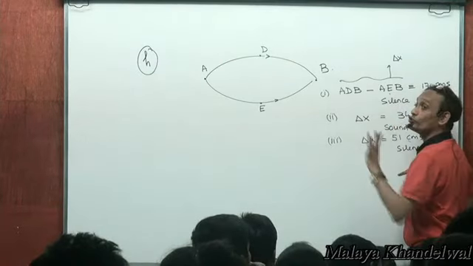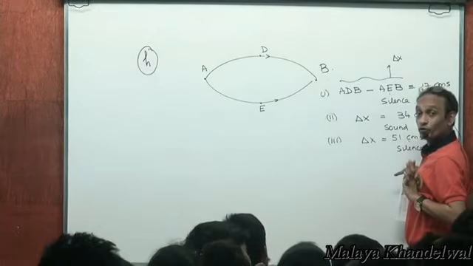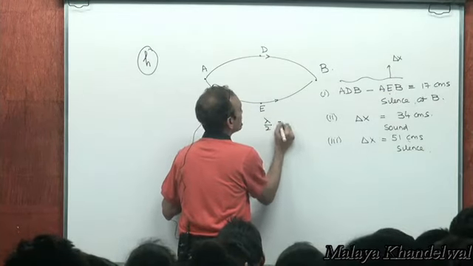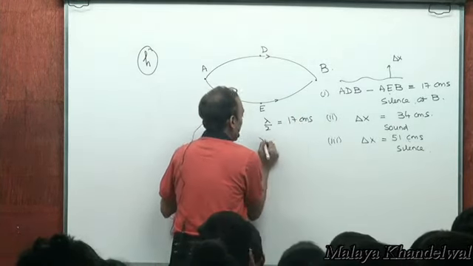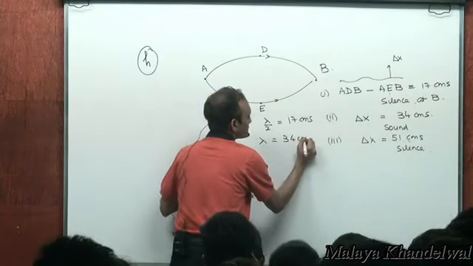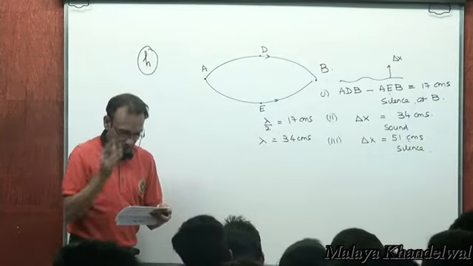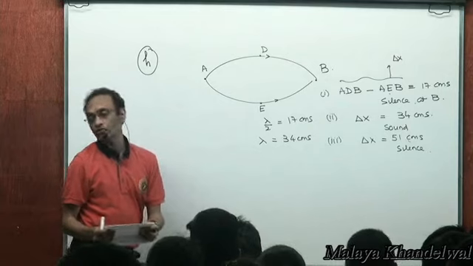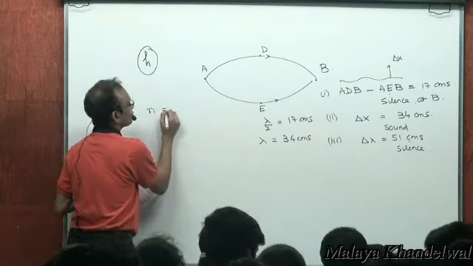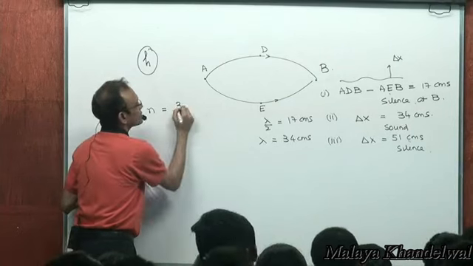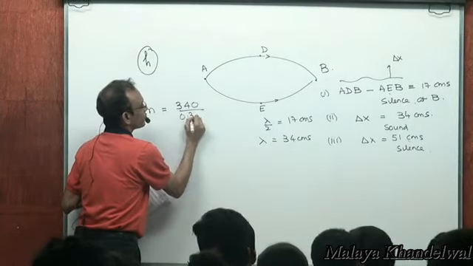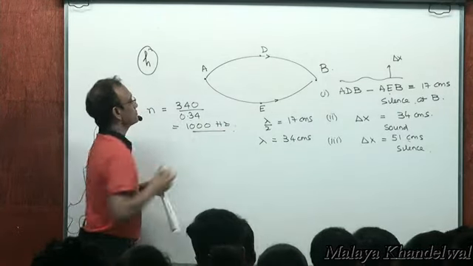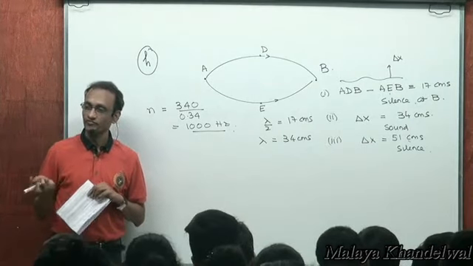That means very clearly lambda by 2 must be 17 centimeters, yes or no? Yes, sir. Right. So if lambda by 2 is 17 centimeters, lambda for the wave must be 34 centimeters. Right? And what's given is the frequency of the fork. If the velocity of sound is 340 meters per second, frequency of the fork would be V by lambda. That means 340 divided by 0.34, 1000 hertz. 1000 hertz is the frequency of the tuning fork.